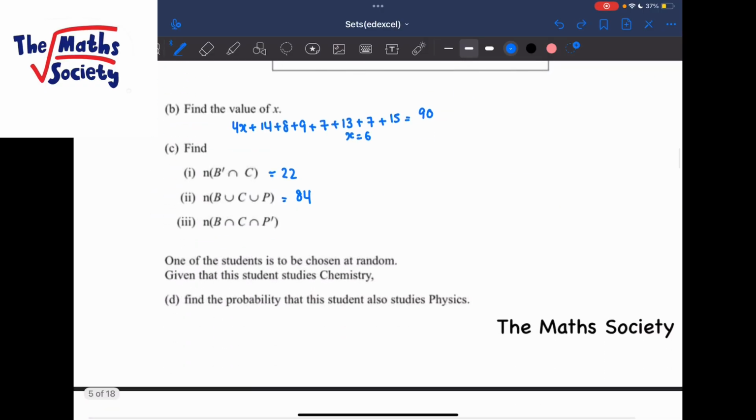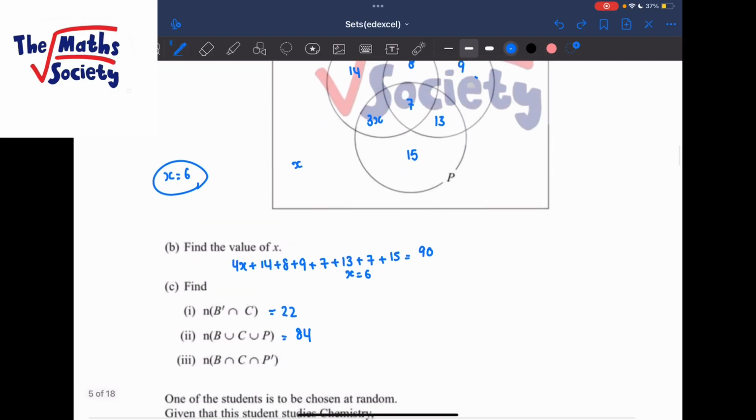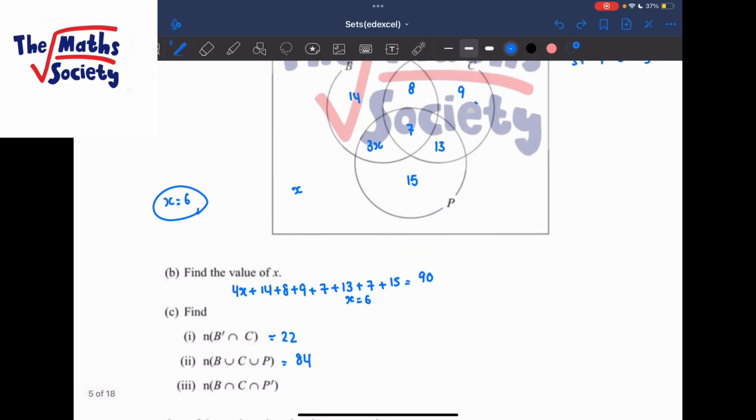And then it says number of B intersect C intersect P prime. So you're going to B intersect C first. B and C intersect with P prime, so the one that's not P, which means it's just going to be this, which is just 8.